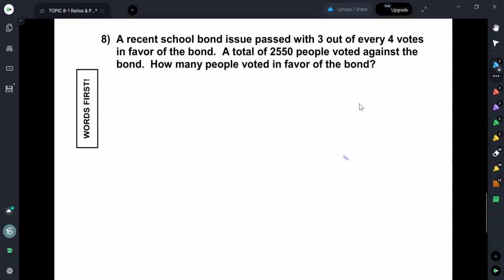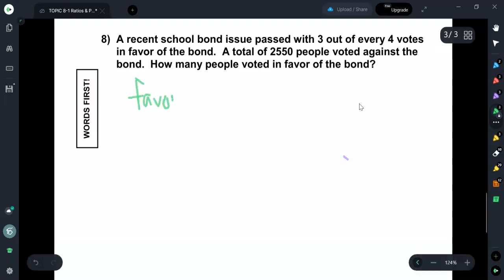want to solve this. So it says a recent school bond issue passed with 3 out of every 4 votes in favor of the bond. If 2,550 people voted against the bond, how many people voted in favor? So here, first of all, let's make a list. We're looking for people in favor and people against.